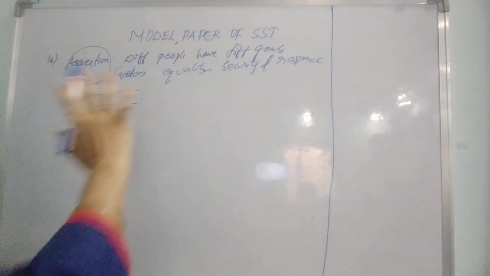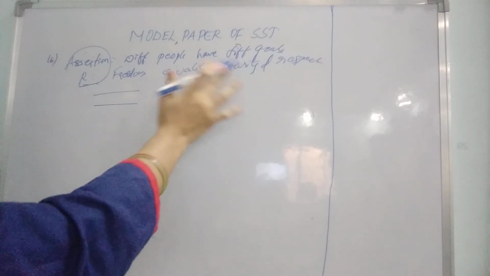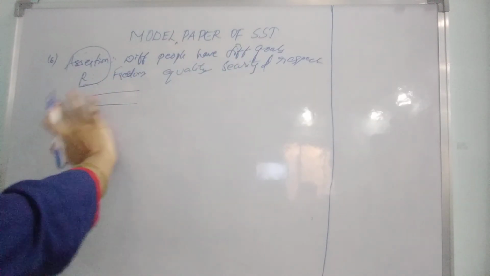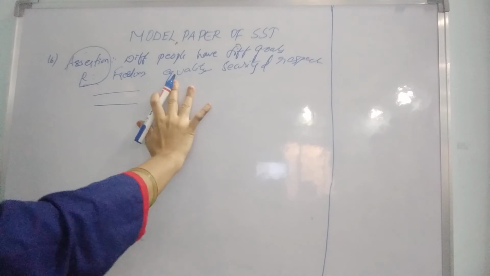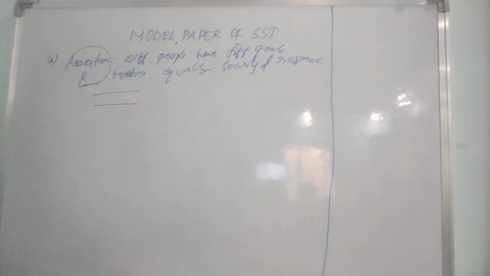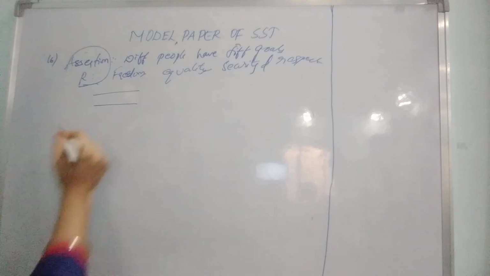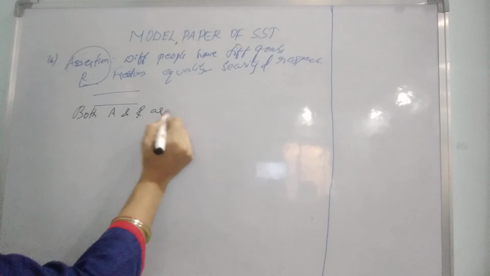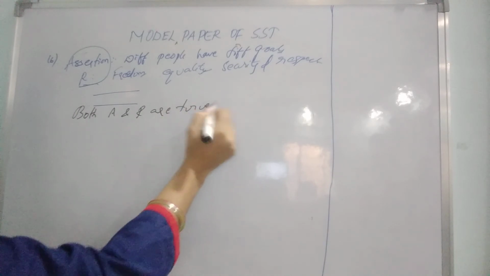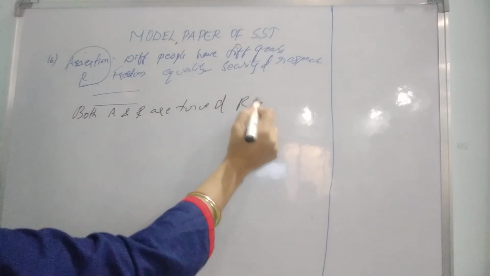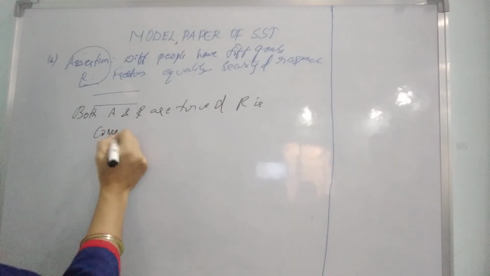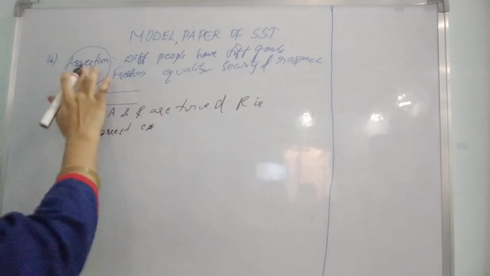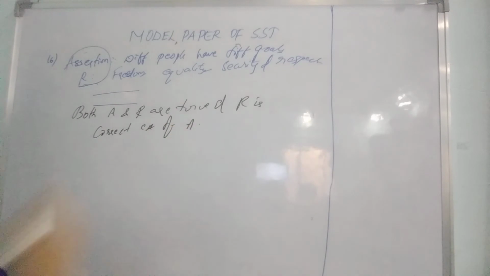Assertion is different people have different development goals, and reason is people want freedom, equality, security and respect. And our correct option is: both assertion and reason are true, and the reason is the correct explanation of the assertion. Okay.